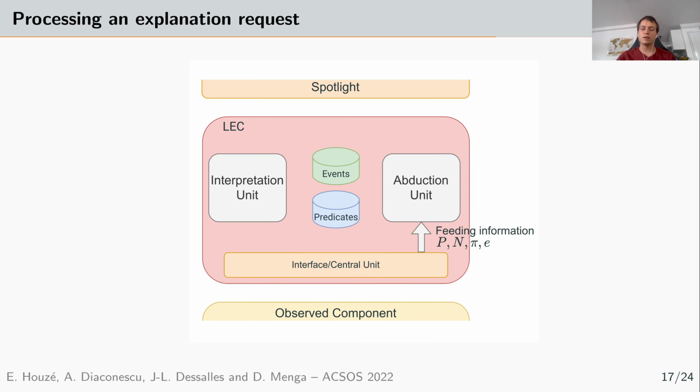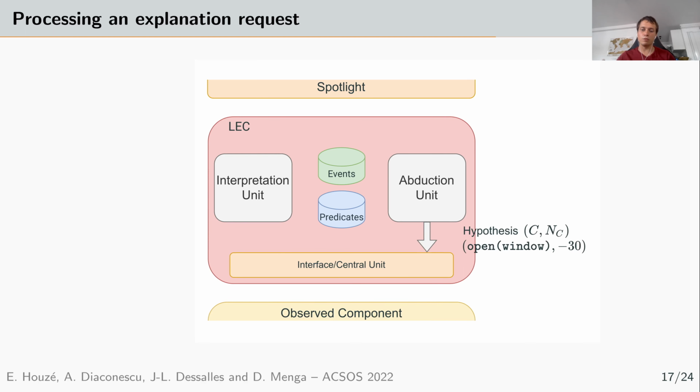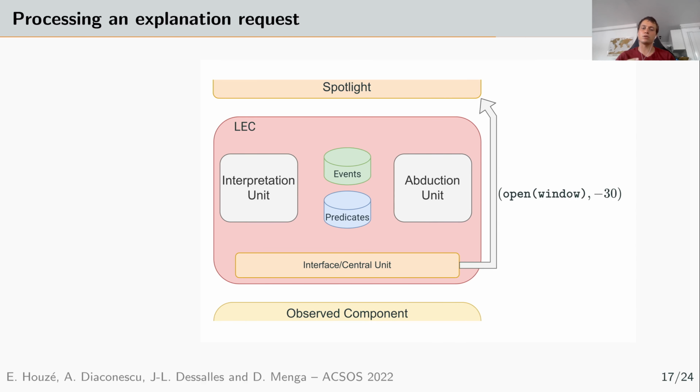If there is a match, then all of the information, the proposition, the predicate, and the event will be fed into the abduction unit, so I can find if there is a possible hypothesis for the issue. If there is one, for instance it's cold because the window is open, then this will be the final answer from the LEC back to the spotlight. Note that we only exchange propositions in the process. Both variables and events, which may not be disclosed, are confined within the LEC, and as such there is local knowledge that is not shared with anyone else.